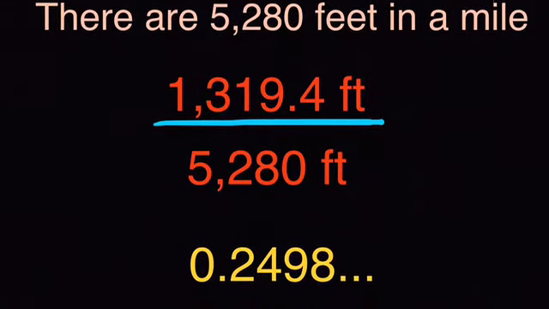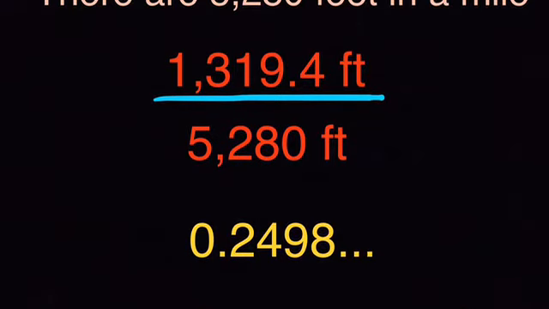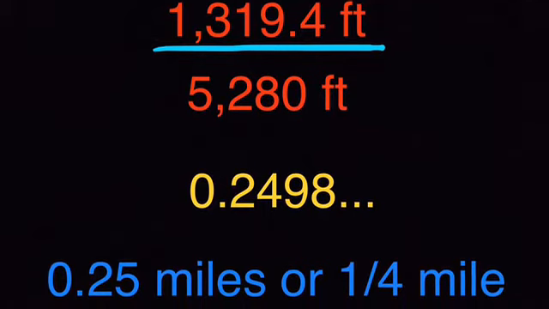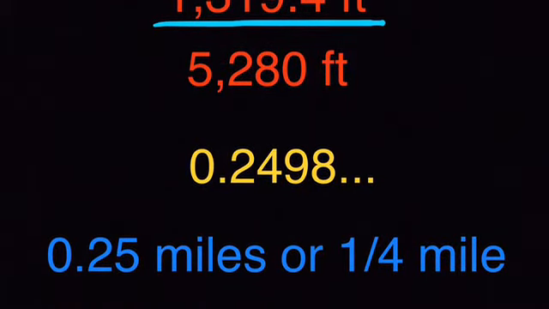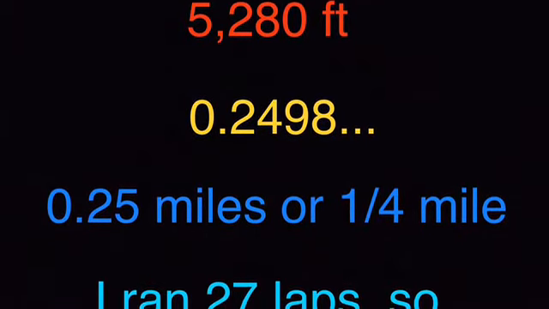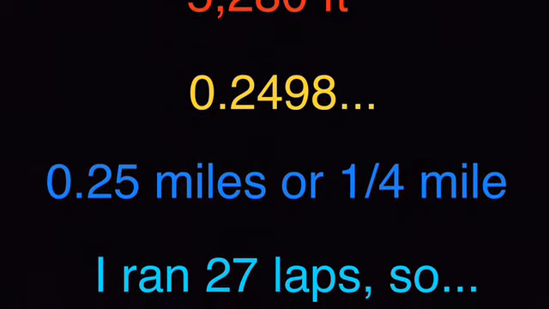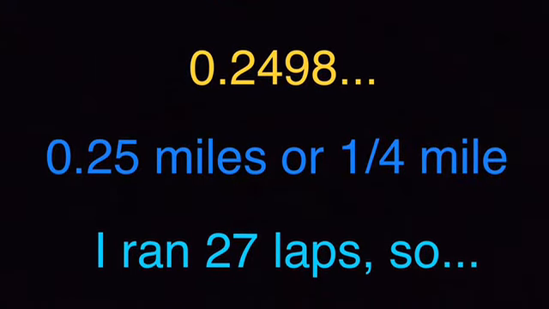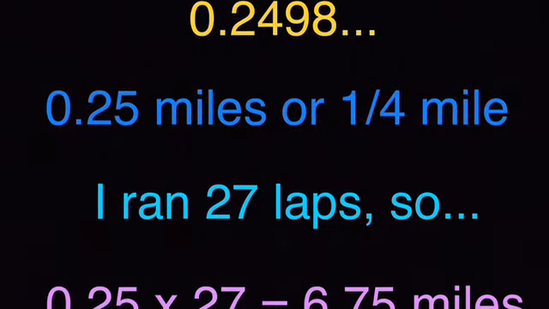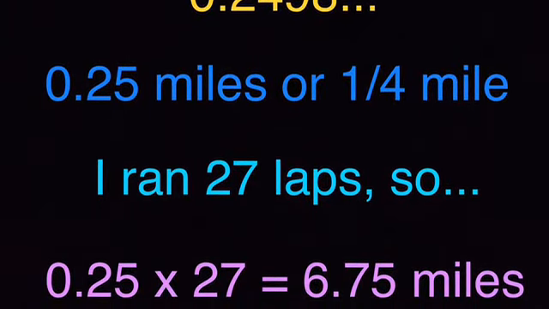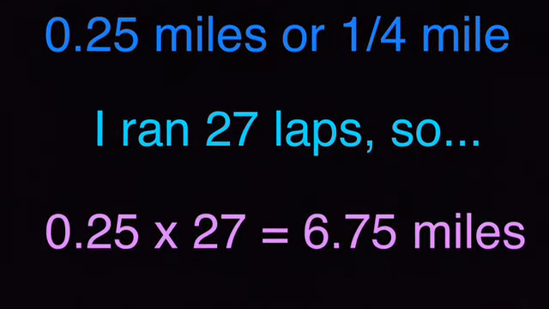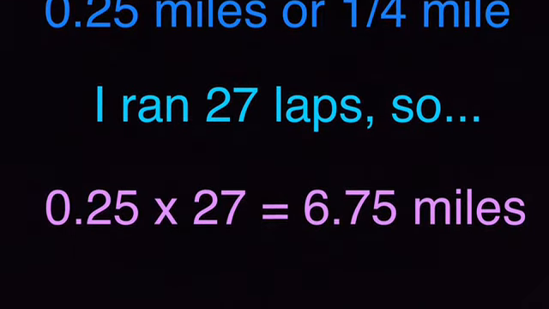There are 5,280 feet in 1 mile. So I take the number of feet around the track, divide it by the number of feet in 1 mile. So I rounded this to about 0.25 miles, which would be 1/4 of a mile. I did not run 1/4 of a mile because I ran more than 1 lap. So in order to determine how many miles I ran, I would multiply 0.25 times 27. This would give me 6.75 miles, or 6 3/4 miles.